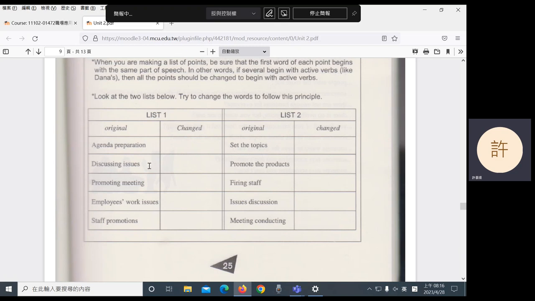Which one do you think we should use? Should we use two nouns or should we use a verb plus a noun? 你觉得应该用两个名词还是用一个动词加一个名词会比较好?